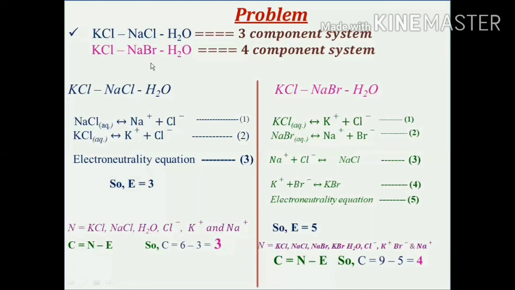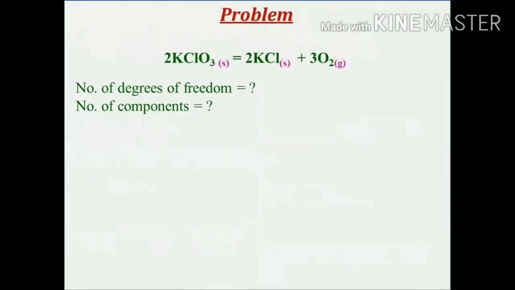That is why, as I mentioned in the initial slides, the equilibrium can be represented in terms of number of components and number of phases according to Gibbs phase rule. This is one of the most important applications, or the significance and importance, of the Gibbs phase rule. I hope this is clear to you now, and you can solve such problems if given. Okay, let's have another problem.